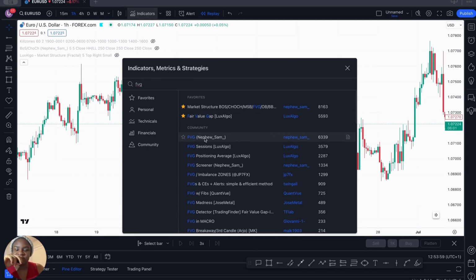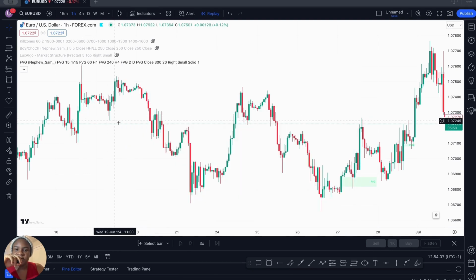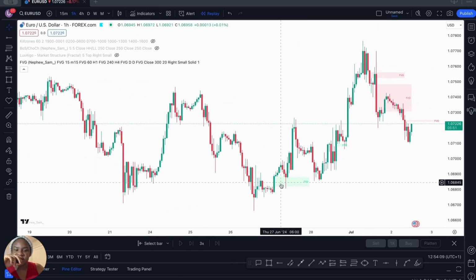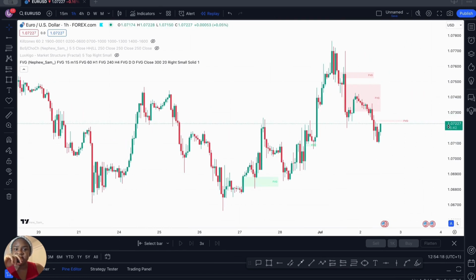You can use the one from nephew Sam here, or you can use the one from LUX Algo. But let me tap on the one from nephew Sam. You can see it here. It's showing me all the sections that have fair value gap. You see the market came into the fair value gap. There's a fair value gap currently. The market's actually on now.